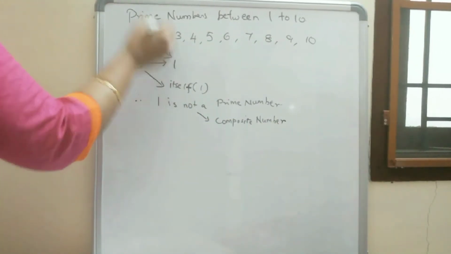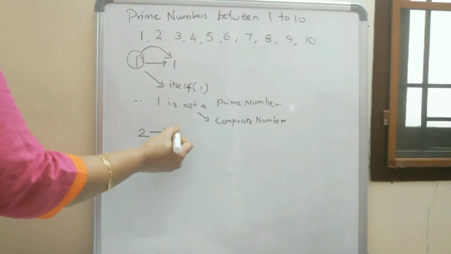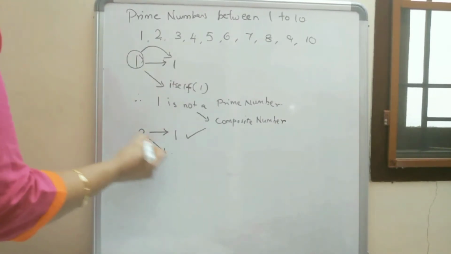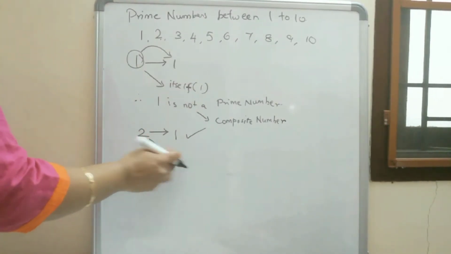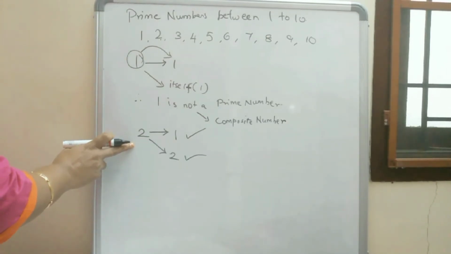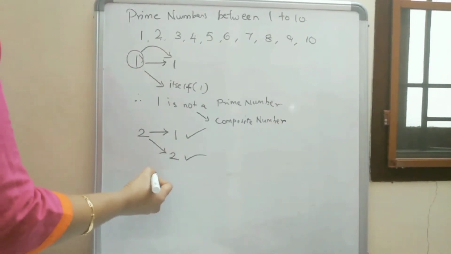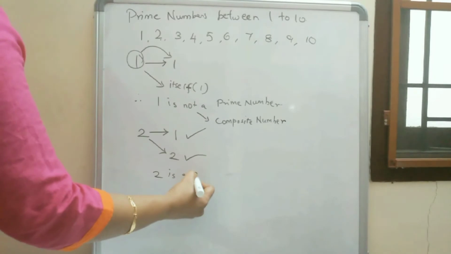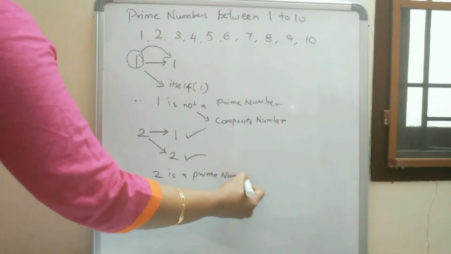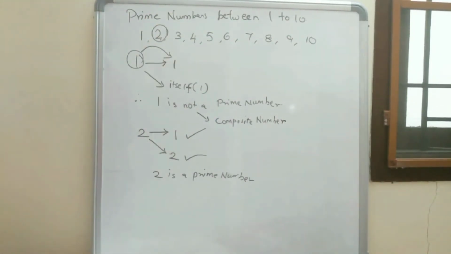Now we are going to take the next number 2. Take 2. Is 2 divisible by 1? Yes, it is divisible by 1. Is 2 divisible by itself, 2? It is divisible by itself. Is 2 divisible by any other number? No, it is not divisible. So, this 2 has only two factors. So, 2 is a prime number. Now, we circle the prime number 2. Okay. Next, we go for 3.